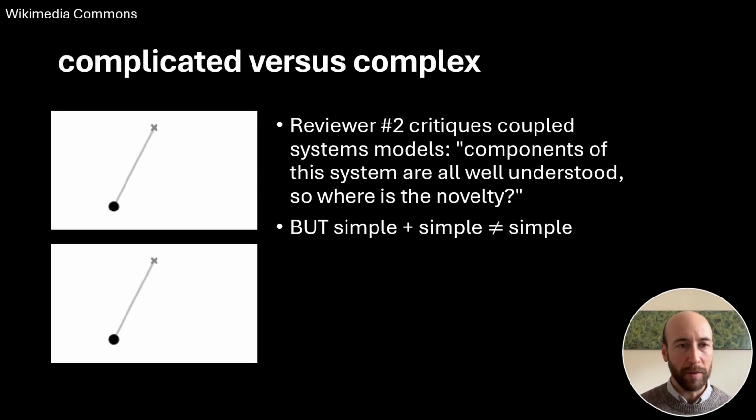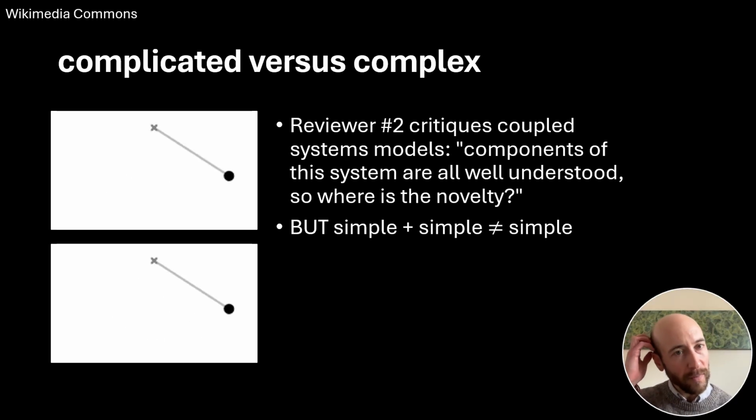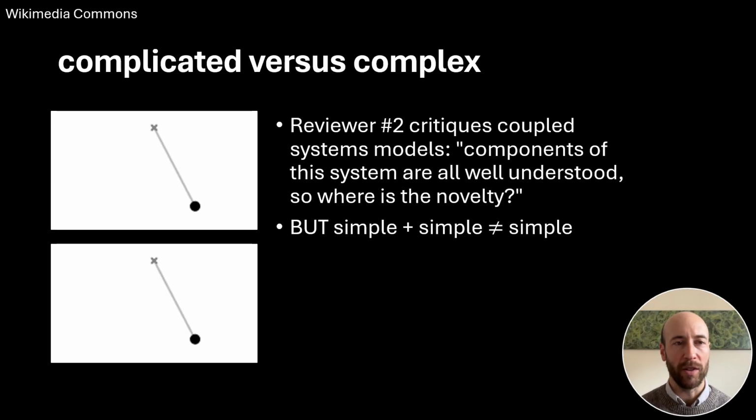Which also brings me to an important note on the difference between complicated and complex. So here we have two pendula. So reviewer number 2, you're going to make a coupled model. You have these two different systems. I'm representing them both as each one is a pendulum. Imagine one is a human system and one's a natural system. Both of these systems in isolation are relatively straightforward.